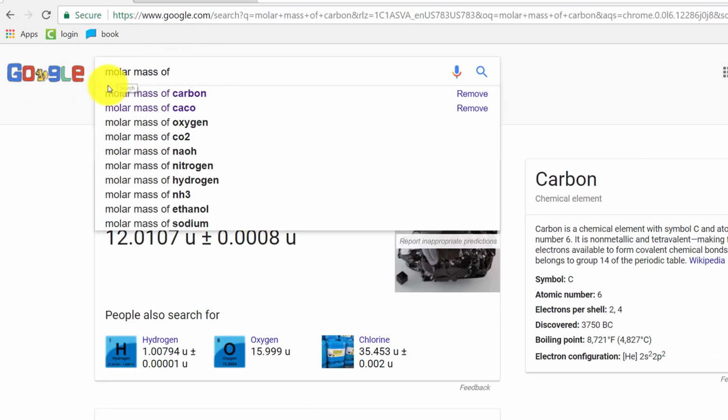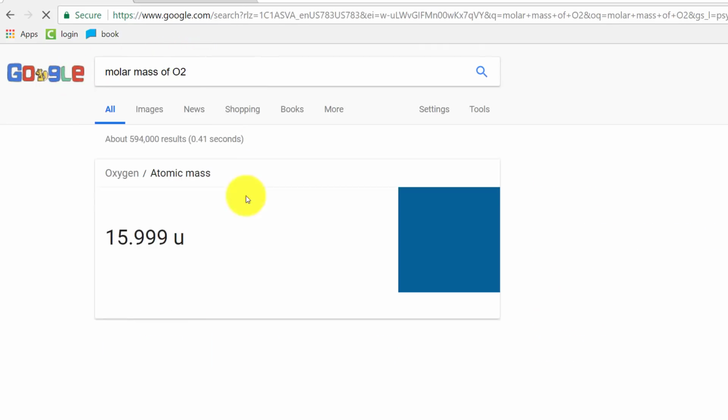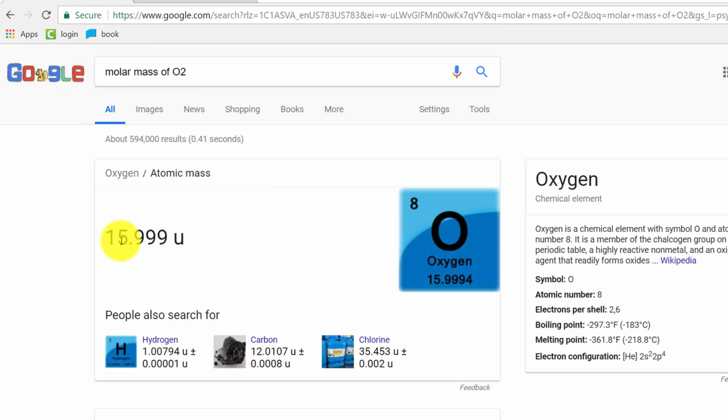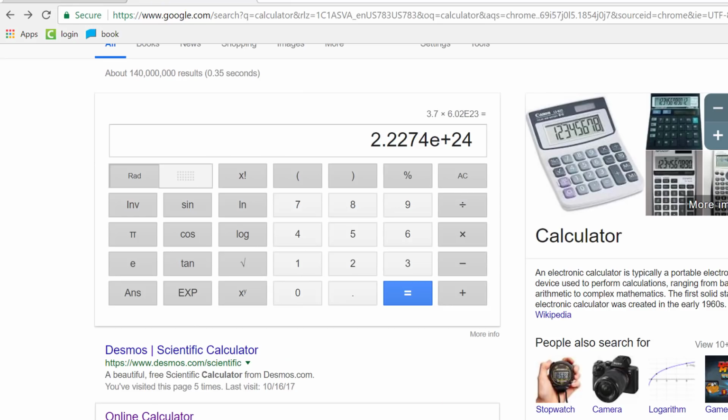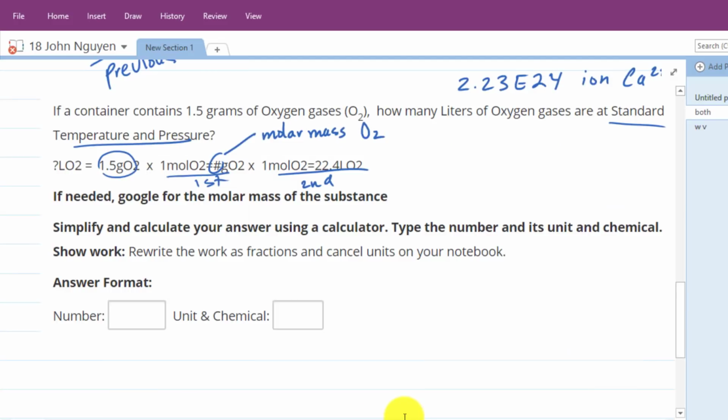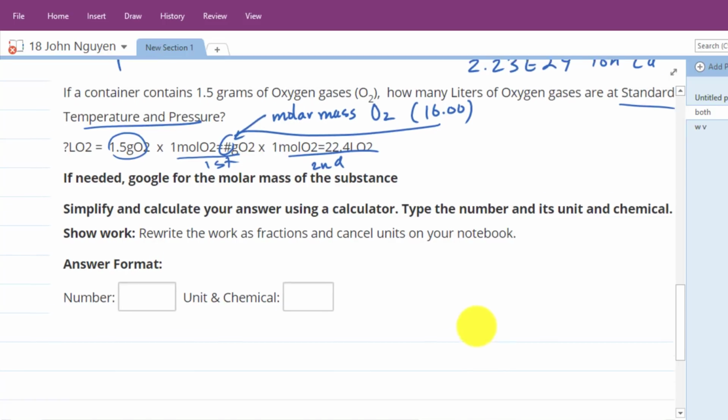So let's go back to Google and look for the molar mass of oxygen. All I do is type in O2. Enter. And we have 15.99. Let's round that to 16, okay? In this case, our molar mass for oxygen gas is 16.00. So that's 16.00 right there. So let's put that there. And now let's rewrite this as a fraction and cancel out the unit.